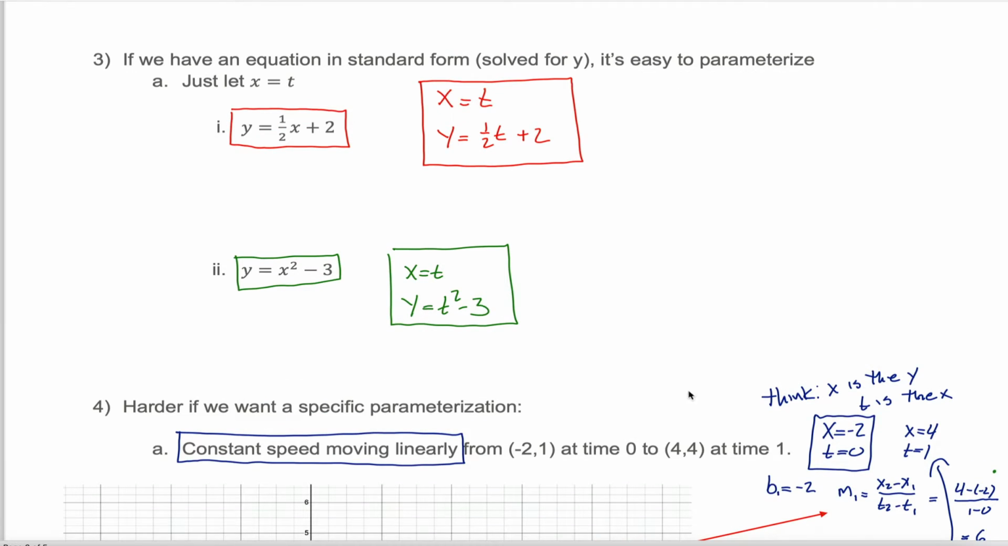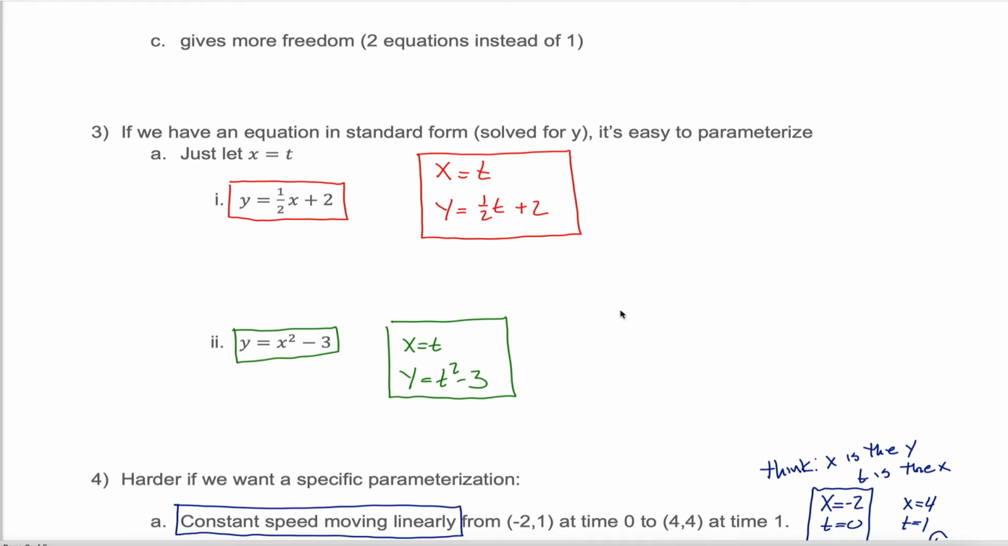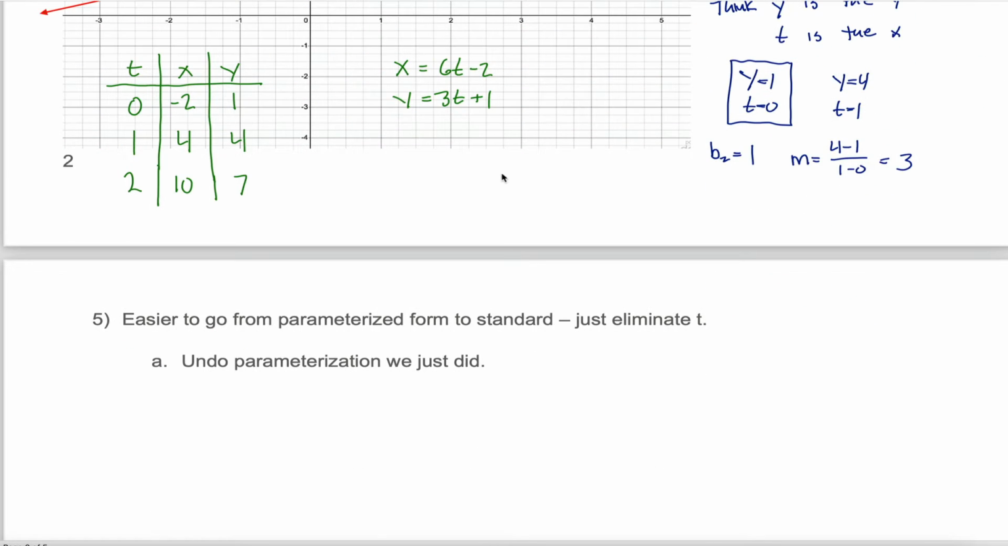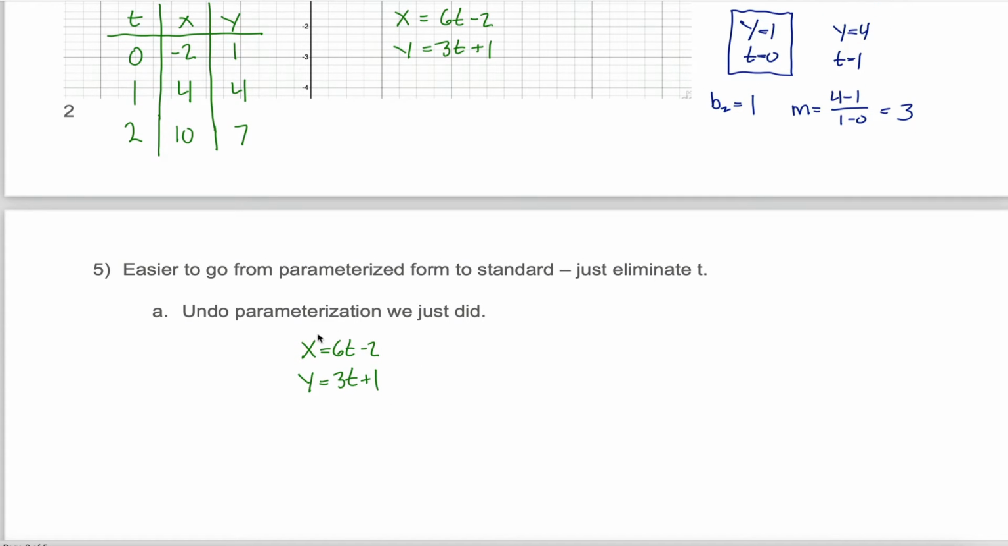But whether it's the easier example or the harder example, what we learned is how to go from the standard form to the parameterized form of an equation. In this video, what I want to do is talk about how to reverse that process. What if we started out with the parameterized equations of a curve? Maybe these ones that we just figured out, where x is equal to 6t minus 2 and y is equal to 3t plus 1. What if you wanted to come up with the standard form of this equation?